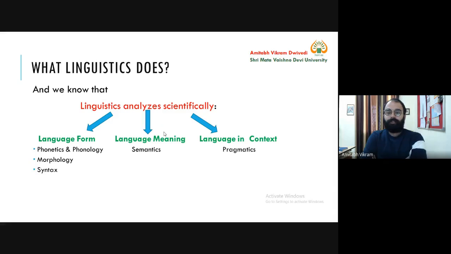We have also seen what we generally study in linguistics, and the topics and the disciplines fall under three chief headings, starting from language form. Under language form, we have phonetics and phonology, morphology, and syntax. Under language meaning, we have semantics, and under language in context, we have pragmatics. We have also seen the definitions of these disciplines, and we have understood what type of study generally we undertake under these disciplines.